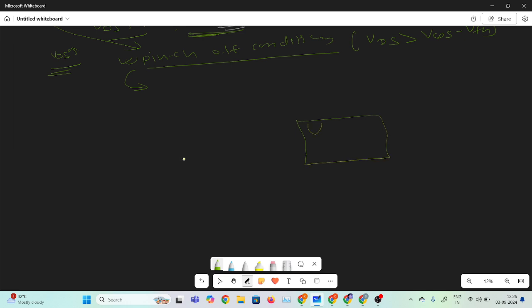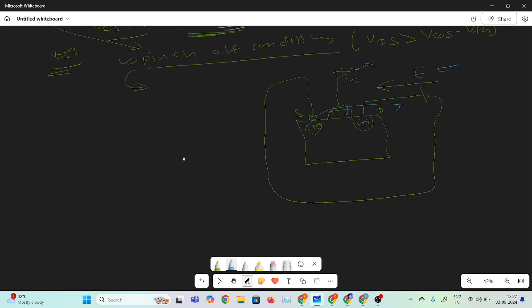I am drawing a small part. This is the n plus and n plus region, this is the source and this is the drain. If we apply a positive voltage, and this is the positive voltage on the gate terminal, there will be an electric field set up from the drain to source. That's why I am telling this is the field effect. This electric field is responsible for attracting the electron from source to drain.